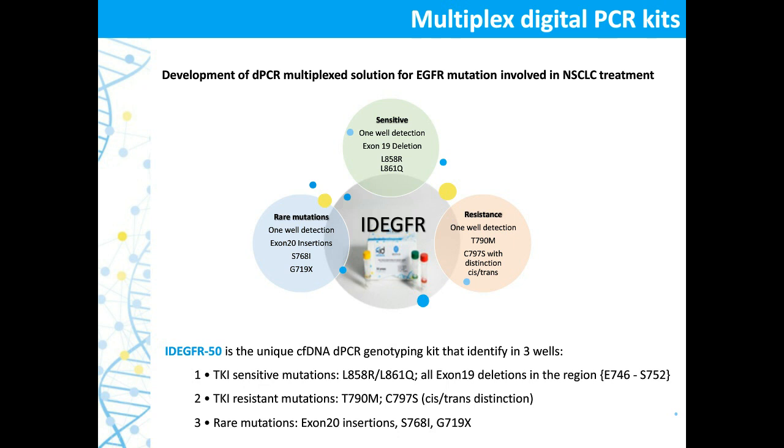And the last reaction is for the rare mutations, for example, insertion in the exon 20, the S768I, and all the mutations in the exon 18, so the G719X. Now we'll show you some examples of how the results look like.